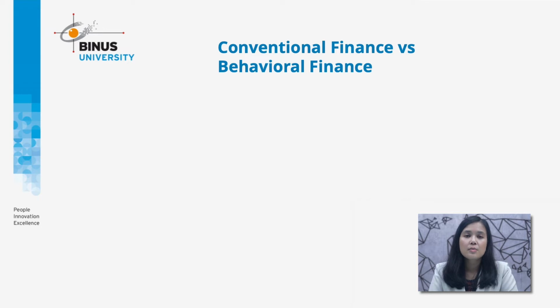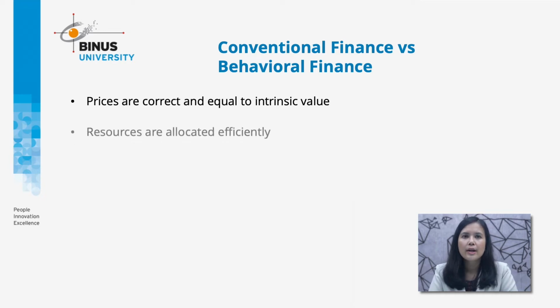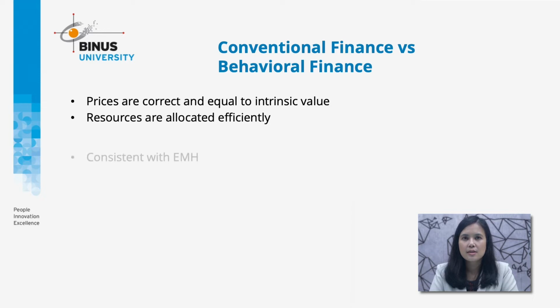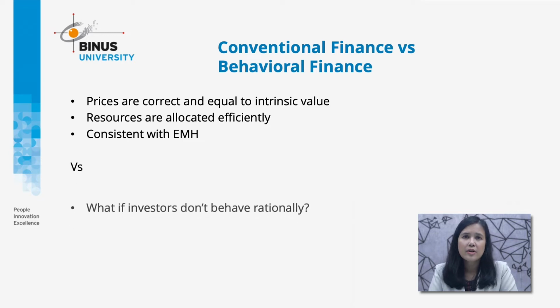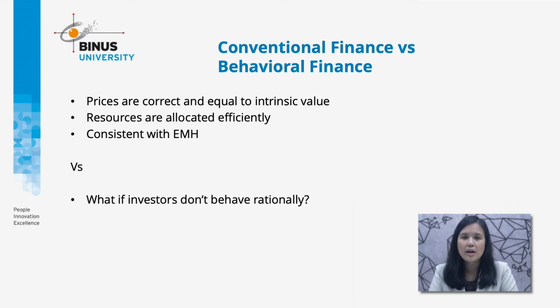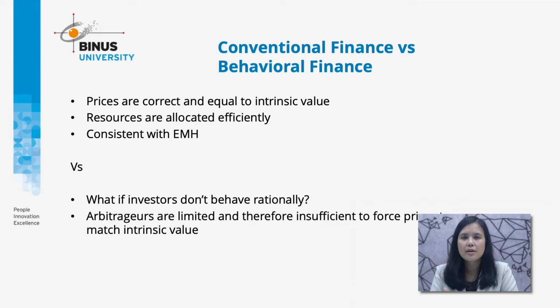Conventional finance versus behavioral finance. In conventional finance, prices are correct and equal to intrinsic value. Resources are allocated efficiently, consistent with the efficient market hypothesis. In behavioral finance, what if investors don't behave rationally? And arbitrage is limited and therefore insufficient to force prices to match intrinsic value.